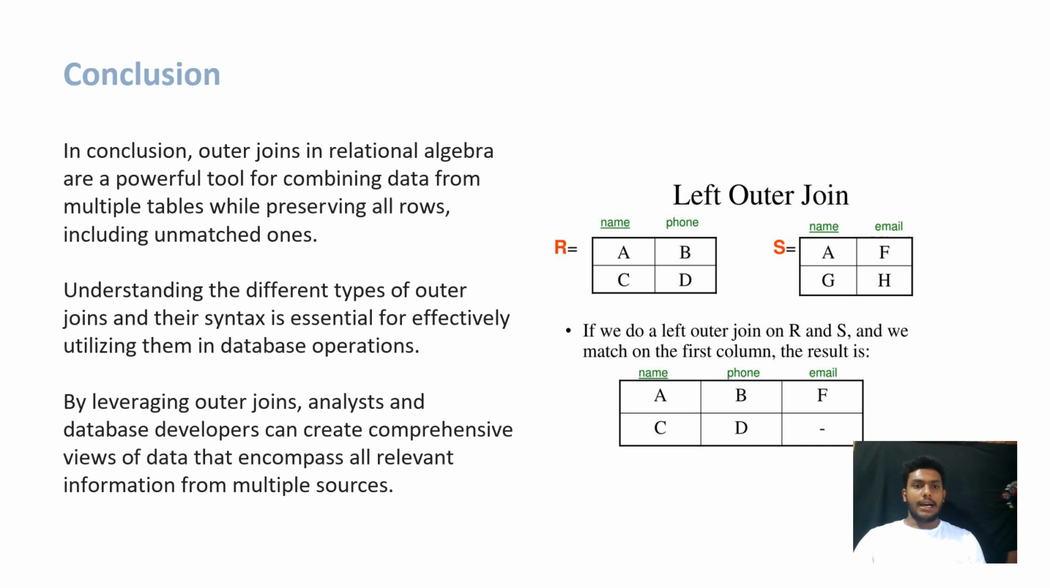Conclusion. In conclusion, outer joins in relational algebra are a powerful tool for combining data from multiple tables while preserving all rows, including unmatched ones. Understanding the different types of outer joins and their syntax is essential for effectively utilizing them in database operations. By leveraging outer joins, analysts and database developers can create comprehensive views of data that encompass all relevant information from multiple sources.